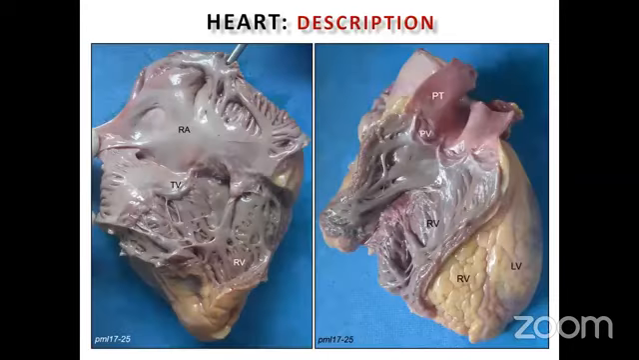So this is the opened out right side of the heart. This is the inflow tract, that is the right atrium, tricuspid valve, the right ventricle, and here we have opened the posterior tricuspid leaflet. This is the right ventricular tract showing the right ventricle, the pulmonary valve, and the pulmonary trunk.